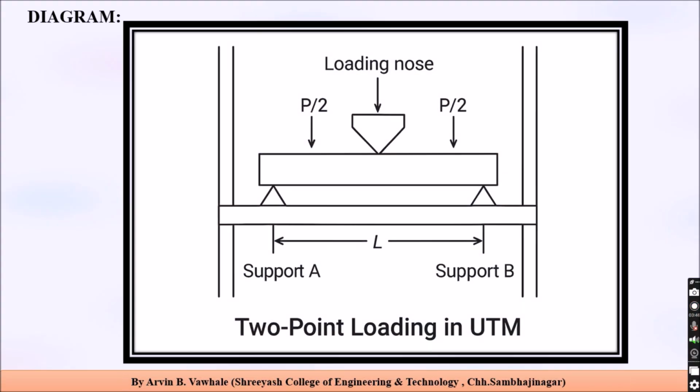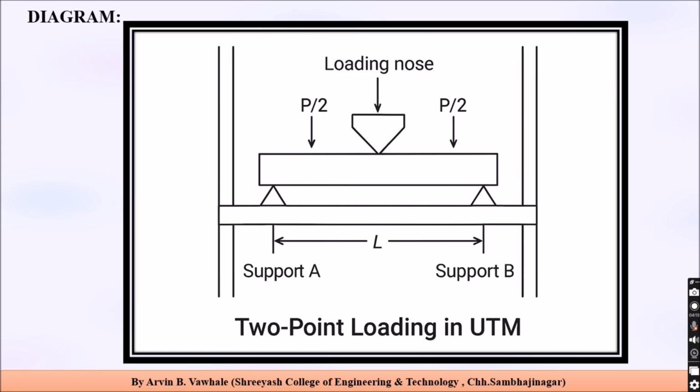In this diagram, the specimen is supported at two ends, but loaded at two equal points, usually symmetrically placed. The bending moment is constant between the two loading points, producing pure bending, no shear in the central zone. Setup: 2 supports plus 2 equal loads at equal distances from the center. Formula for bending stress: stress is equal to 3Pa divided by B into D square, where P is one of the applied loads, a is the distance between support and load point.